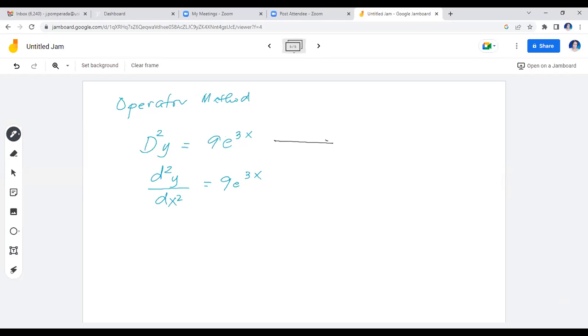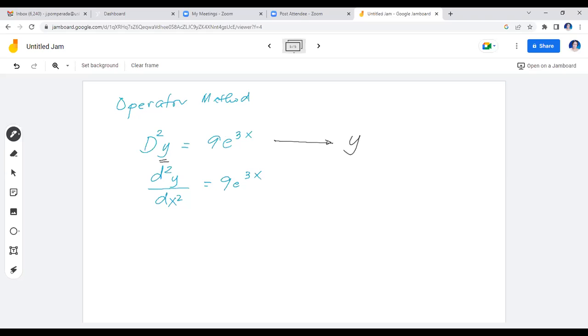Okay? How? Just like you're treating it as if it's an x or any variable in algebra. In the operator method, your goal always is to isolate your unknown function on the left side. Isolate meaning you get rid of this D. So how do you do it? You will divide the entire expression by this D. So this is how it will look now.